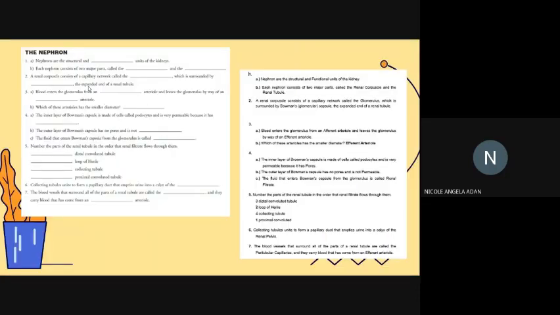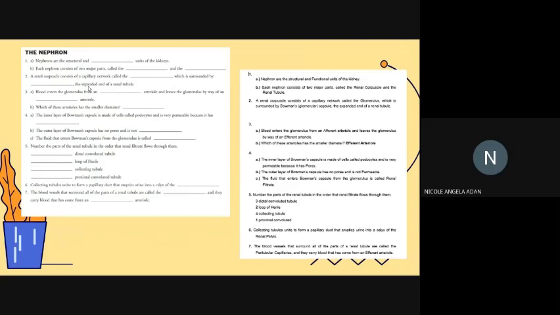Nephron, number 1, we have letter A. Nephrons are the structural and functional units of the kidney. Letter B, each nephron consists of 2 major parts called the renal corpuscle and the renal tubule.